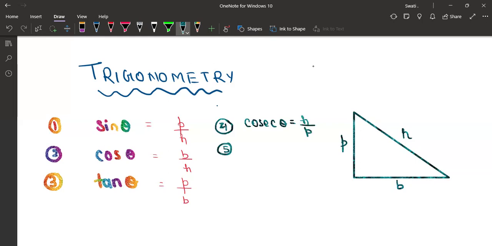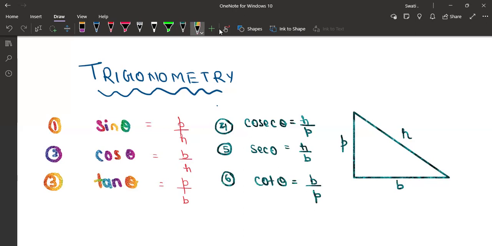Next, what was the opposite of cos theta? What should I write down? That is correct, H upon B, that we have reciprocated. But what is the name of the trigonometric function? Sec theta. Very good. Next, one last. What was the opposite of tan? Yes, very good. It's cot theta. So that is B upon P. Right? Very clear.